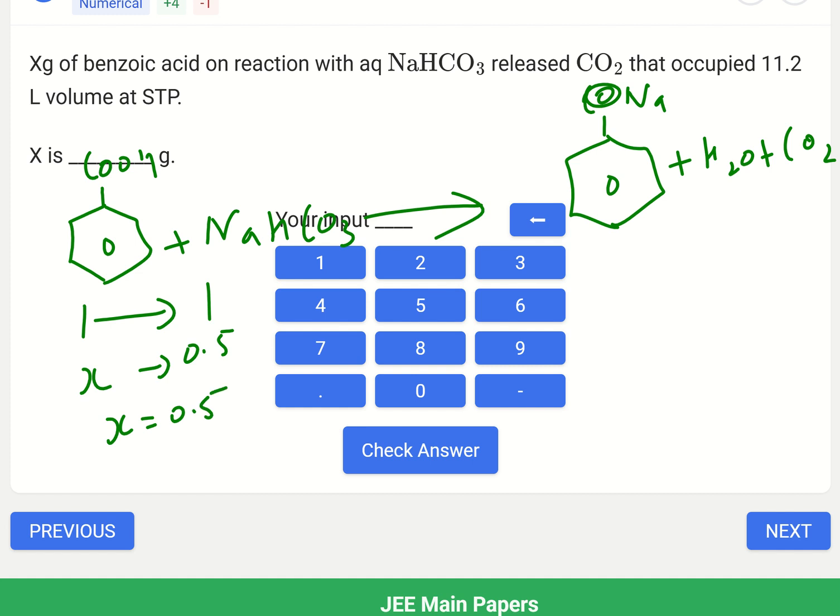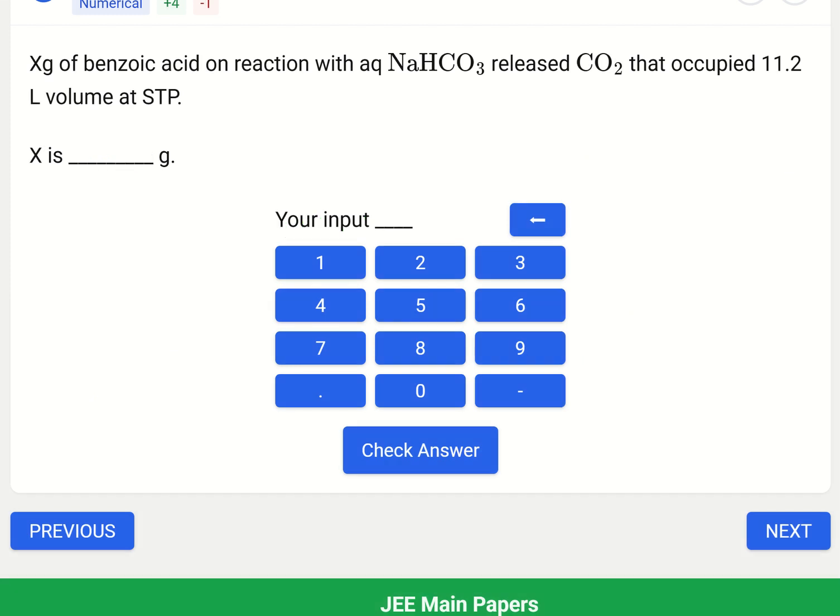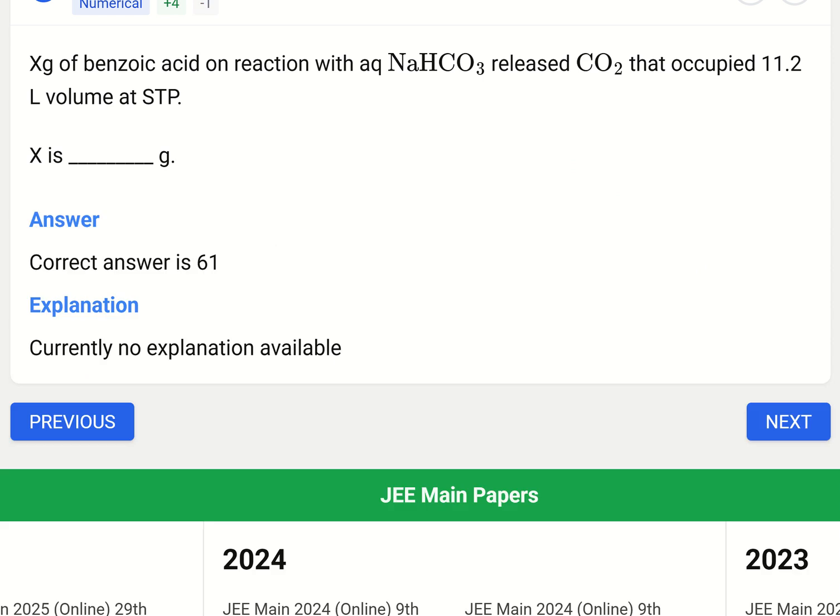Molecular mass of benzoic acid is 12 7s are 84 plus 32 plus 6 plus 1 7, which is 122. So 122 into 1 by 2 is 61. So I have got the mass as 61 grams. Again the stoichiometric problem. We need to solve this question again. So I will go with the answer 61 grams, if I am not wrong. Yes, we got this answer right.